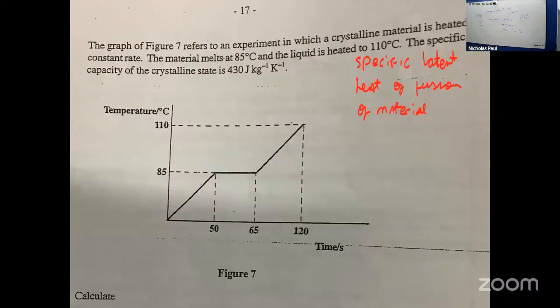Let's see what you have now. It says that the graph in figure 7 shows an experiment in which a crystalline material is heated at a constant rate. Constant rate means the same power is being delivered throughout, the same energy delivered per unit time. They said the material is at 85 and the liquid is heated to 110.